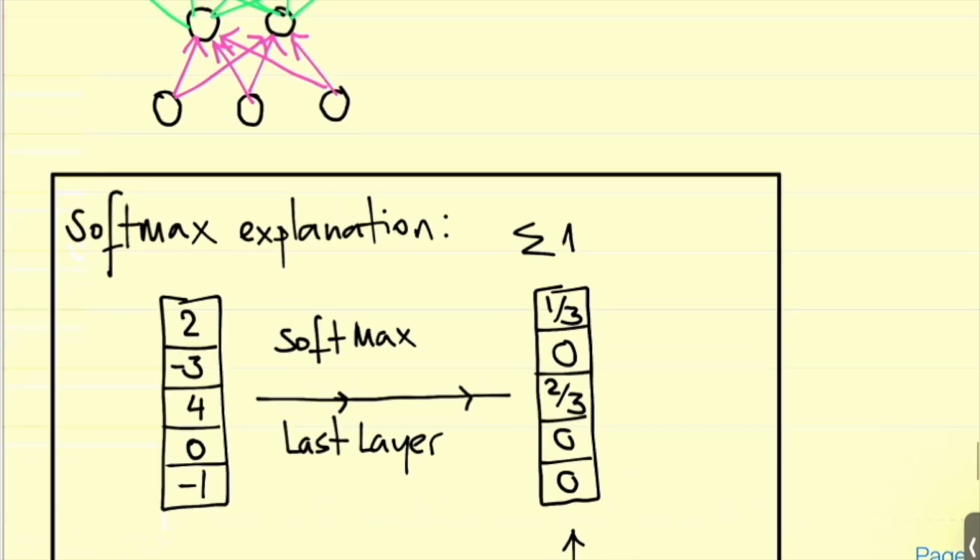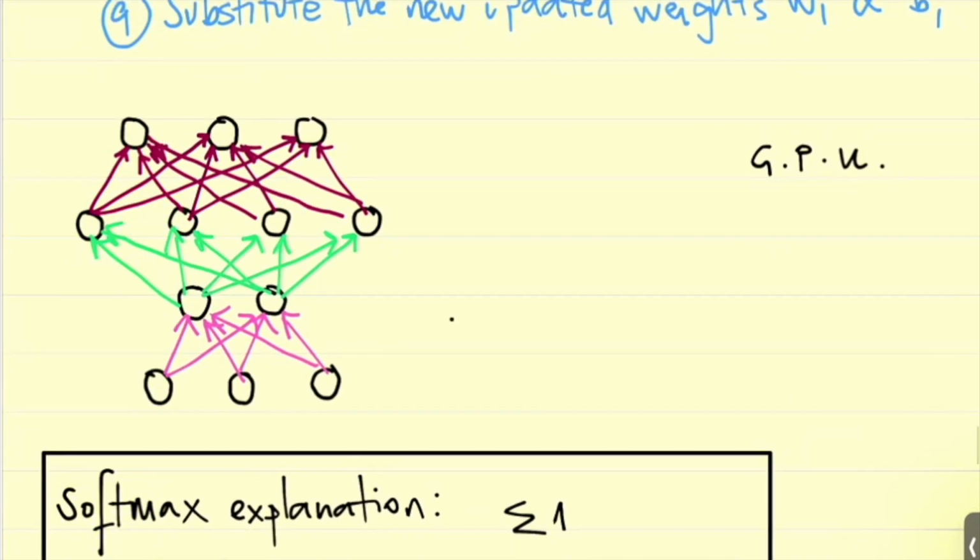Any more questions? Graphical explanation.